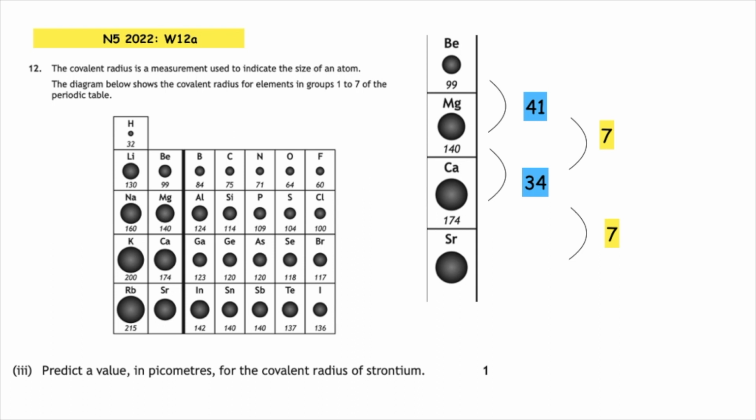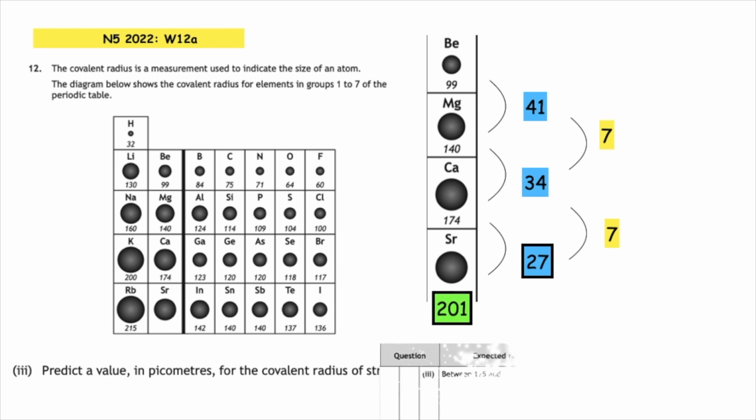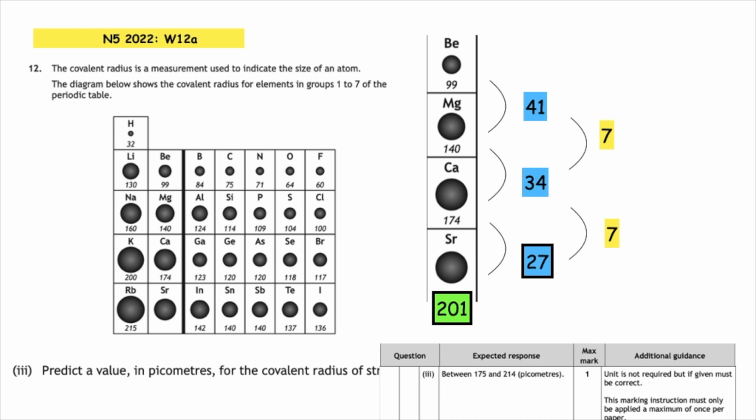So if we say that the change between calcium and strontium is take away 7, we would say that the change between the calcium and the strontium would be 27. What we can see there is the trend of the covalent radius is actually increasing. So if we add 27 to 174, we get a value of 201. The range given by the SQA is between 175 and 214 picometers.